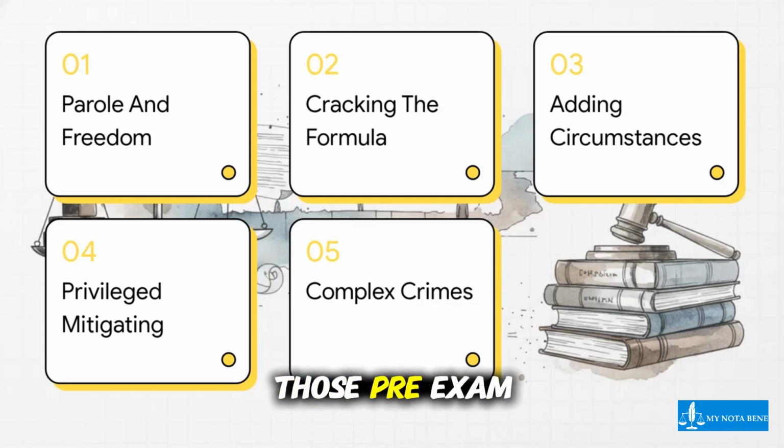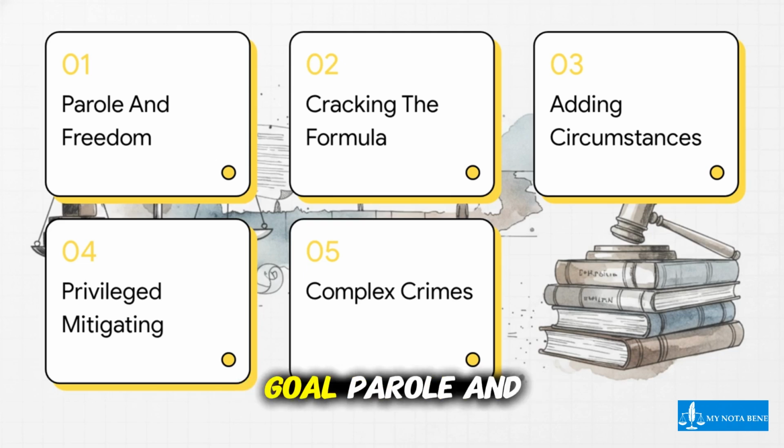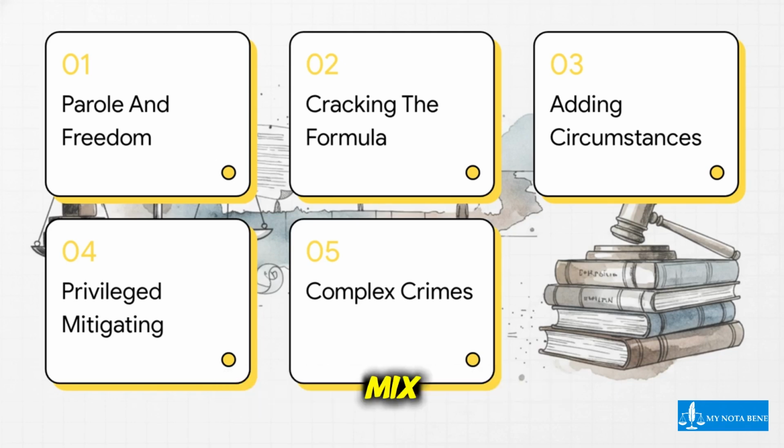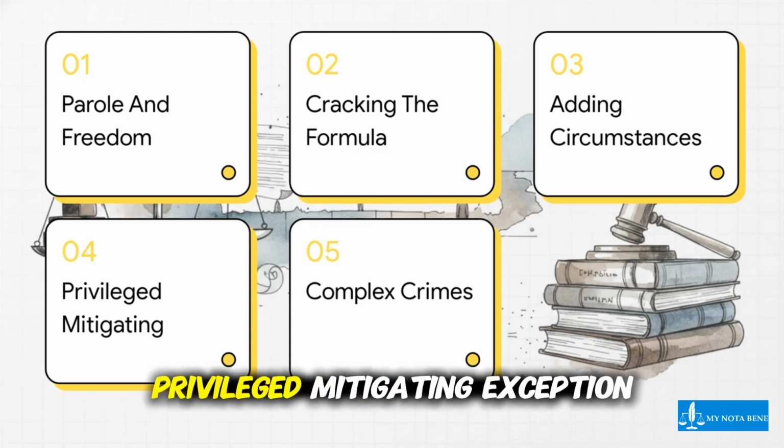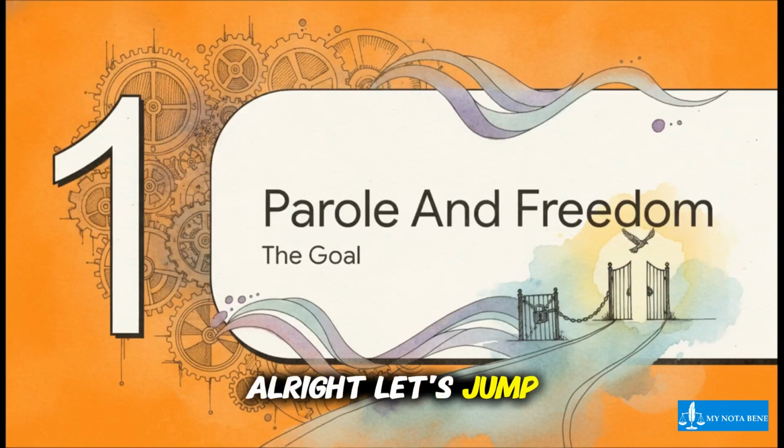Okay, to calm those pre-exam nerves, we are going to tackle this explainer exactly like levels in a video game. Level 1, the goal, parole and freedom. Level 2, cracking the formula. Level 3, adding circumstances to the mix. Level 4, the privileged mitigating exception. And finally, Level 5, the boss level, complex crimes. All right, let's jump right in.